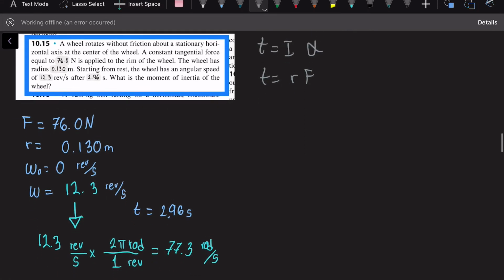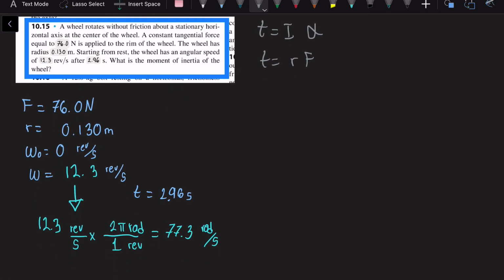The first thing to do is find the angular acceleration, and we're gonna be using one of the kinematics equations, which is final angular velocity equals initial angular velocity plus angular acceleration times time. There's no initial angular velocity, so we can cancel that out. And to find the angular acceleration, we divide by time, and that's how we find that.